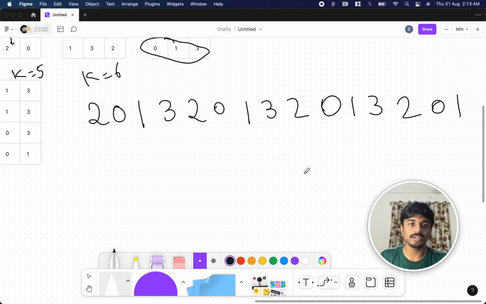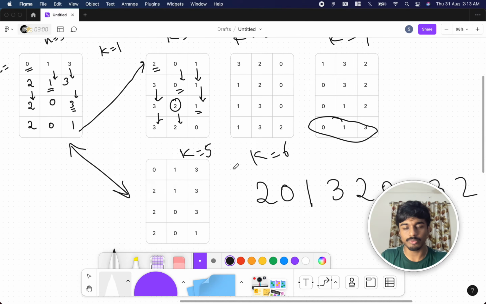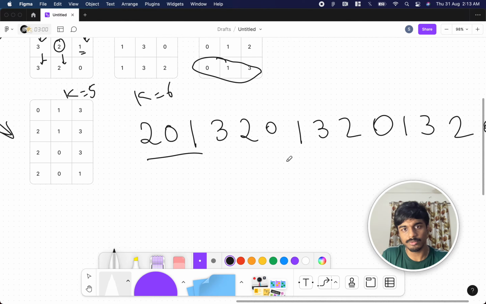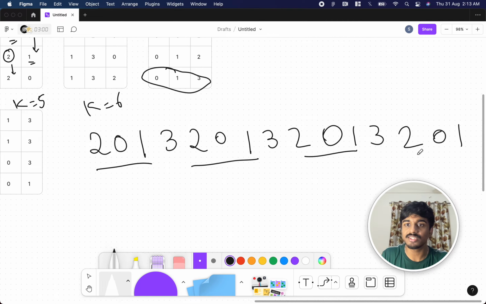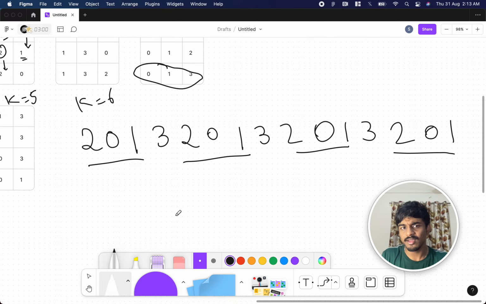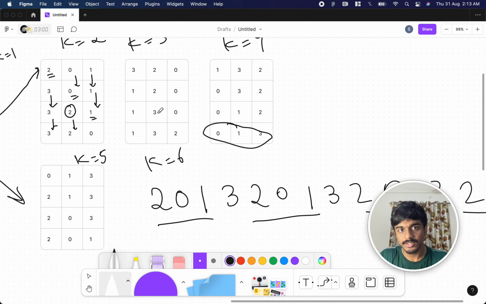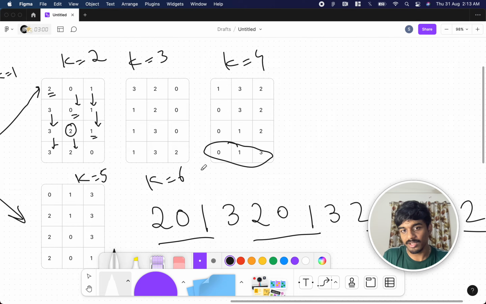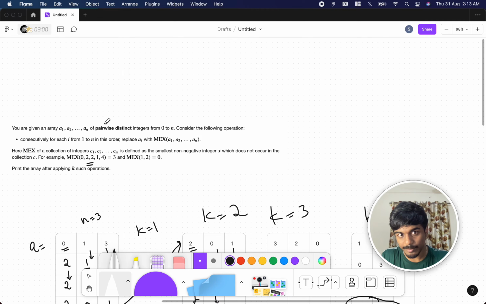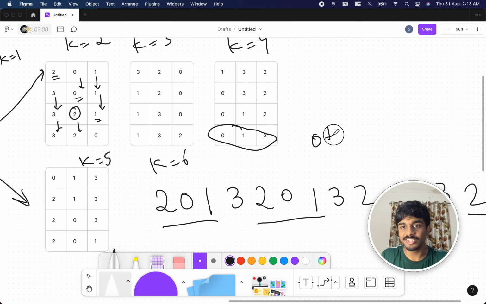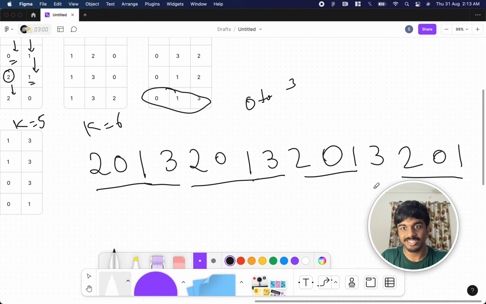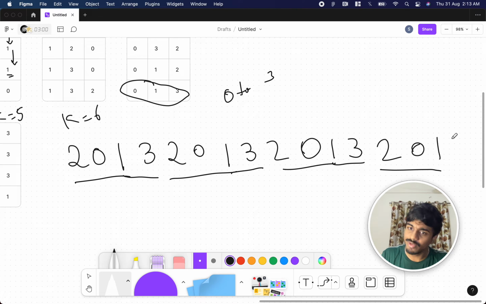So what is repeating here? The first number is 201, right? Let's see, 201 is repeating, and 201 is repeating, and 201 is repeating. Why did 3 come here? That's a very good doubt, right? I have the n value as 3 only, but why did 3 come here? Because they said pairwise distinct integers from 0 to n. Since it's 0 to n, 0 to 3 is how much? 4 elements. 2013, this is also 2013, 2013. It will be 3 next for sure.